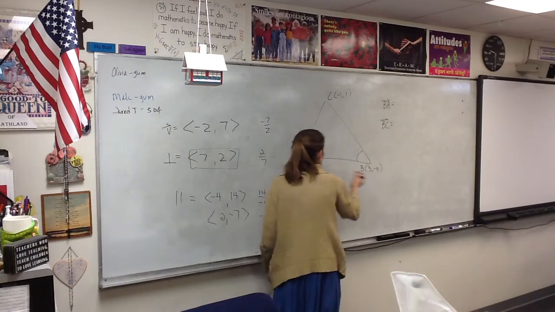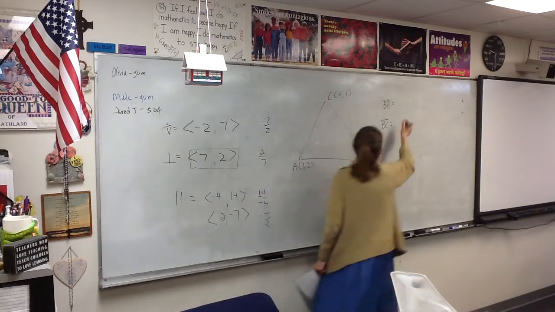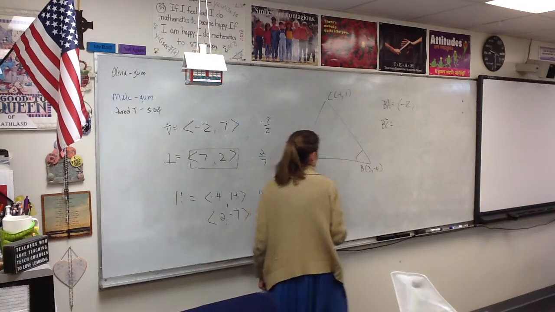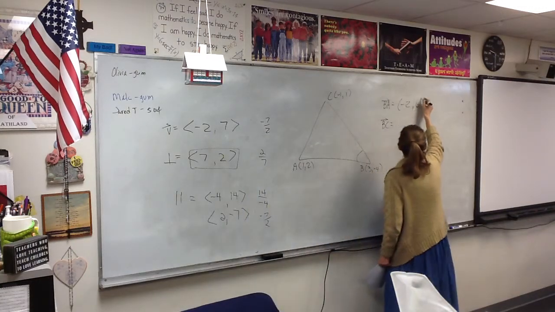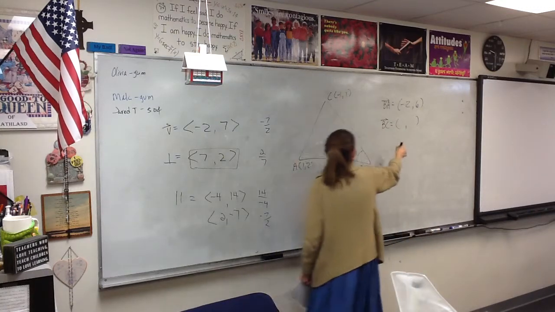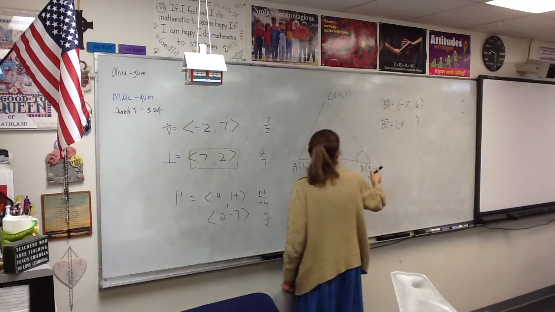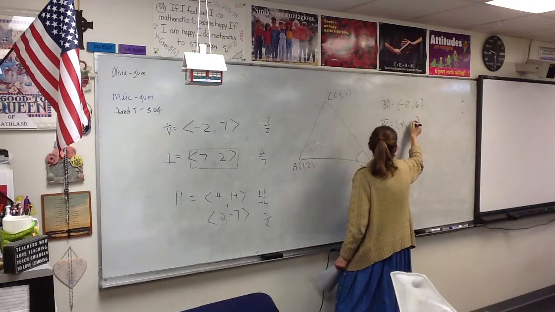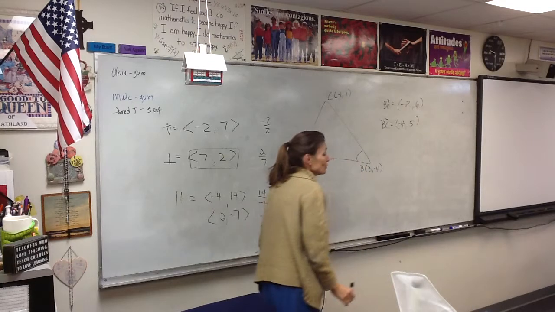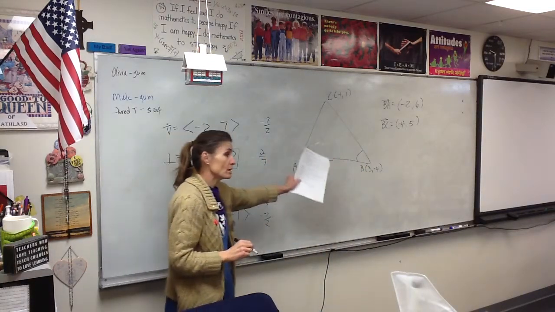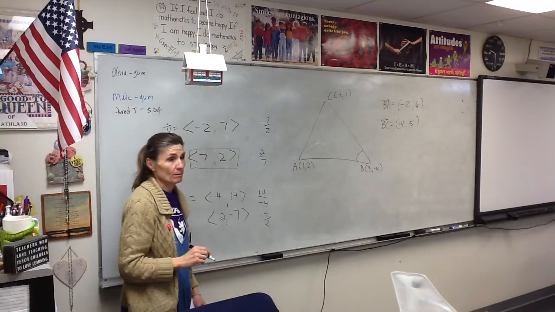So BA, 3 to 1, negative 4 to 2. BC, 3 to negative 1, negative 4 to 1, 5. So there are your two vectors. Okay, step 1 complete. Now what? Remember, we're looking for angle B. So what do we do now?